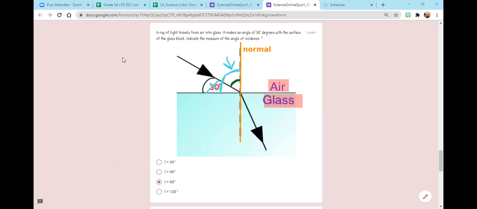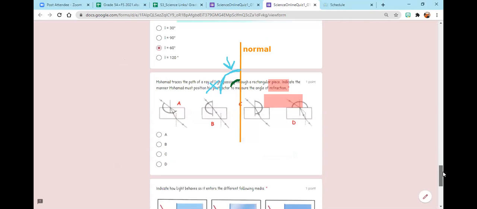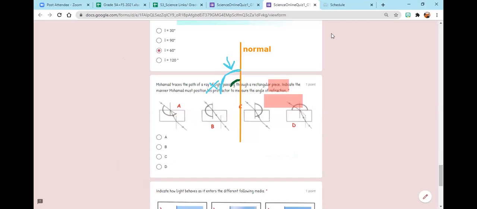Yeah, Miss, I said it's 60. The angle of incidence is equal to 60. How did we get it? 90 minus 30. This is a hard one. It's easy.